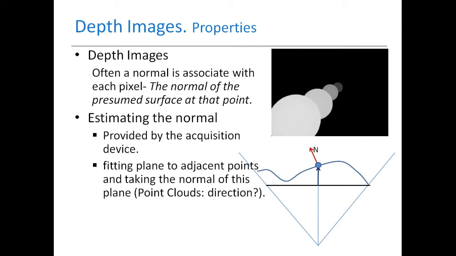Now, one of the issues is that some devices may give us the normal as part of the depth images, but it is very rare that the device will give us the normal of the depth images. If it's not there, it's very important to estimate it. So we need to compute the normal somehow. If we need to compute the normal, we need to look at where we can get the information about computing the normal.